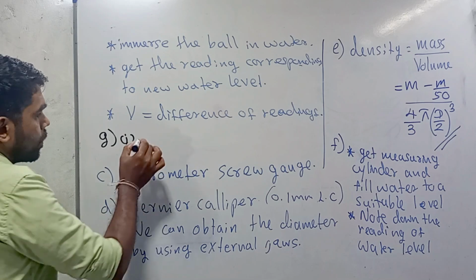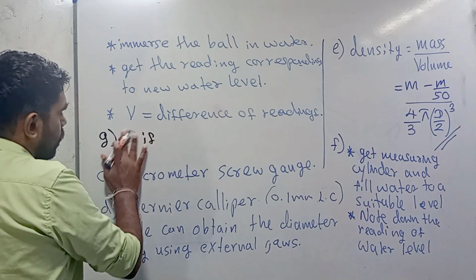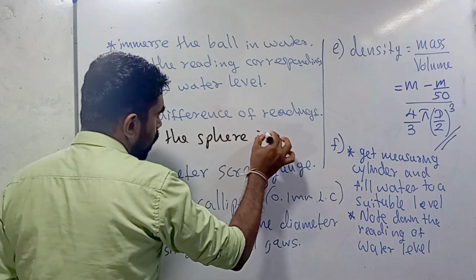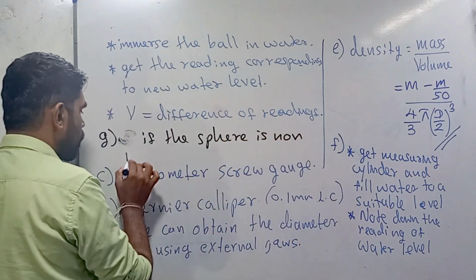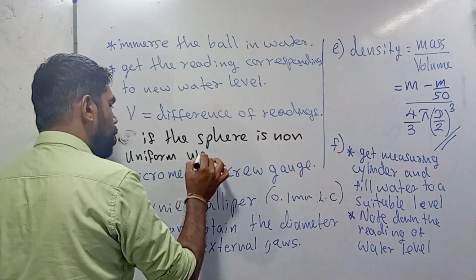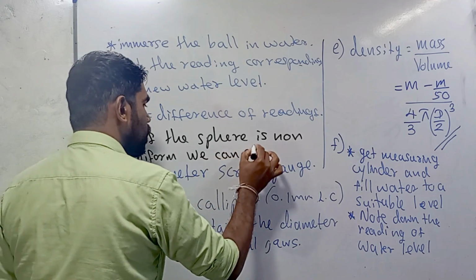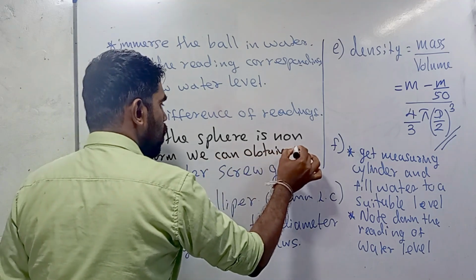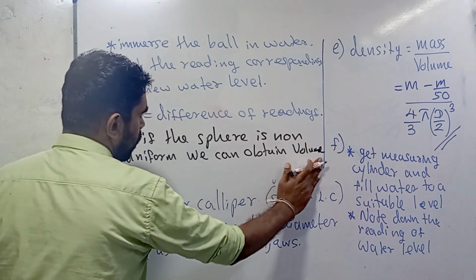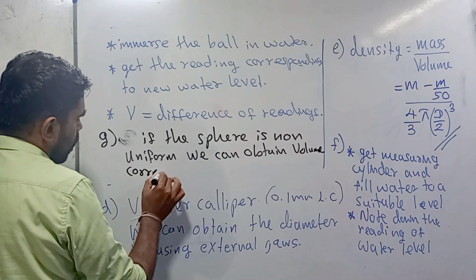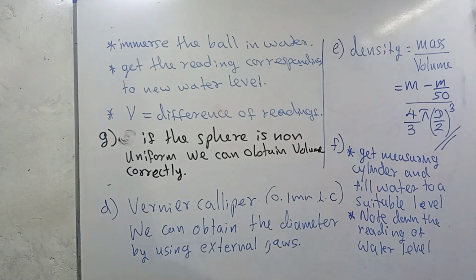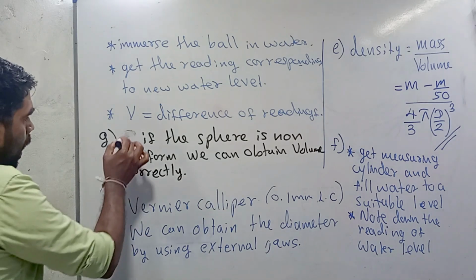Then, if the sphere is non-uniform, we can obtain the volume correctly. Then we can get another one.